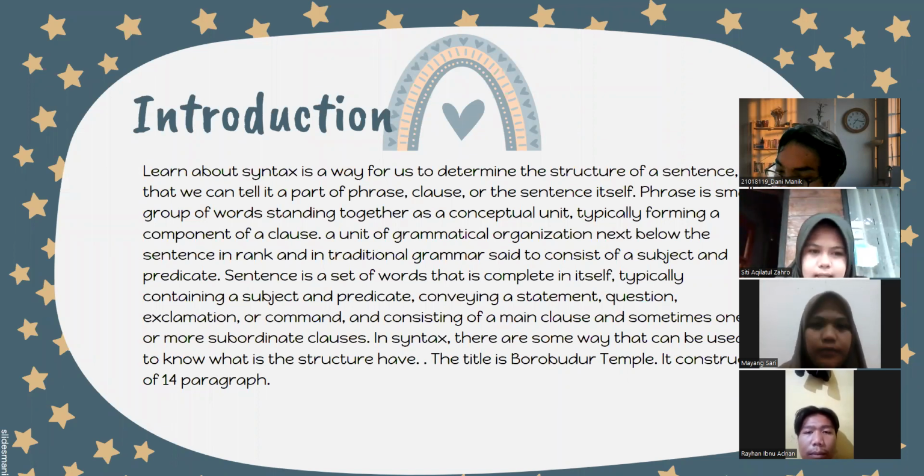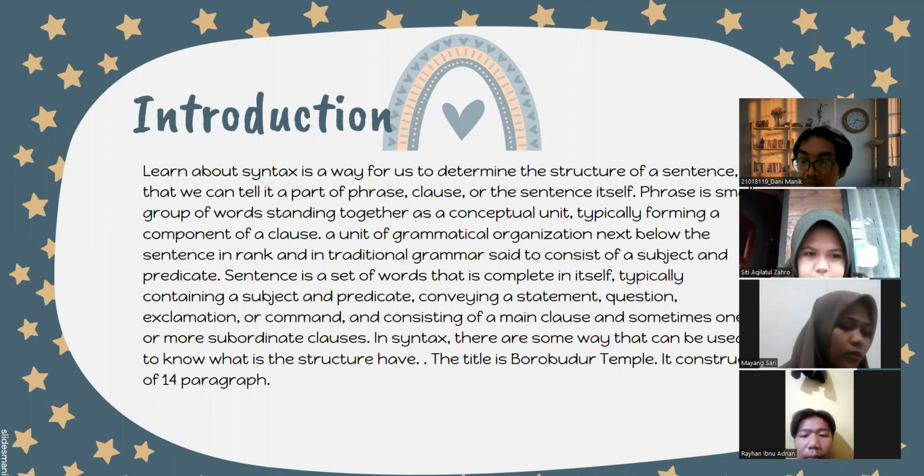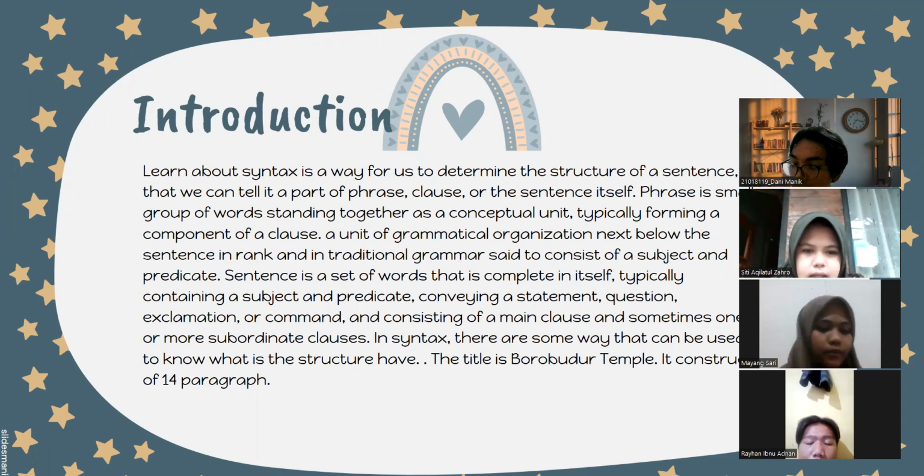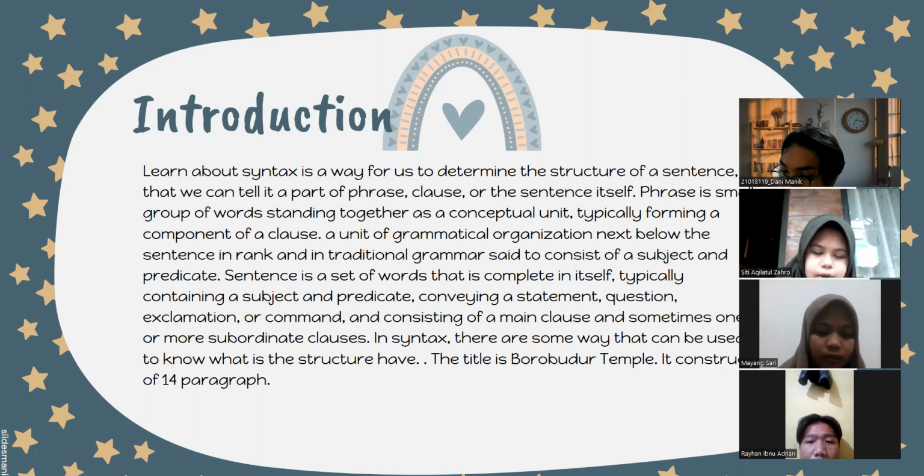And the biggest is a sentence. A sentence is a set of words that is complete in itself, typically containing a subject and predicate, conveying a statement, question, exclamation, or command, and consisting of a main clause and sometimes one or more subordinate clauses. In syntax, there are some ways that can be used to know the structure. In this research, we use a text titled Borobudur Temple, which is constructed of 14 paragraphs.